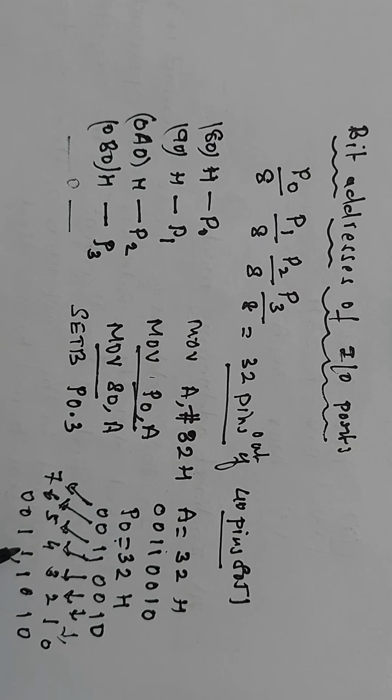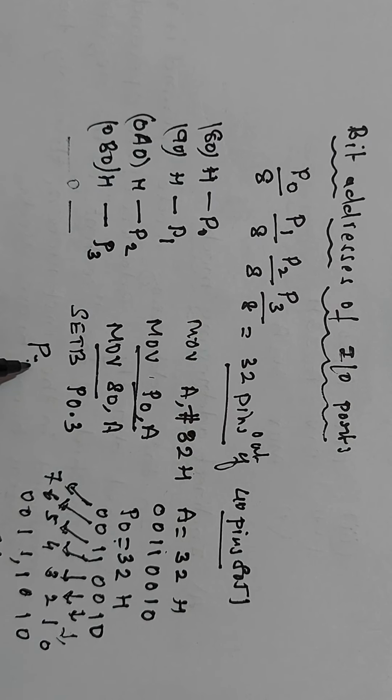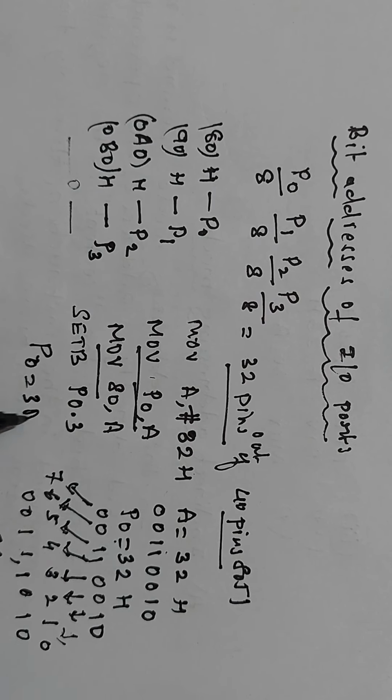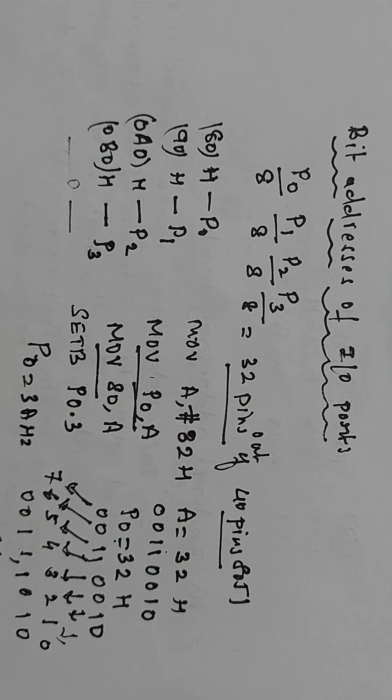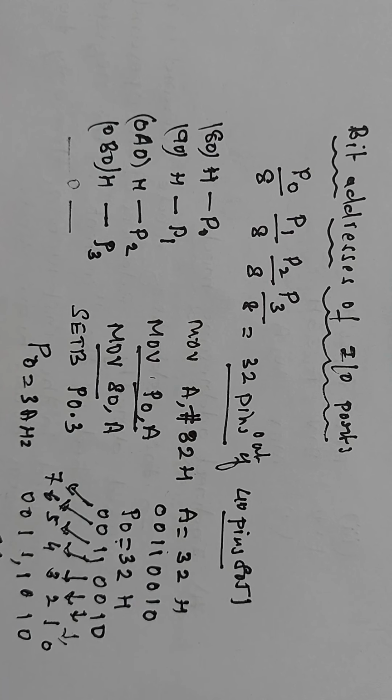What is this value? This is 3, and this is 1010, A. Now port P0 contains 3AH. That is, you can manipulate the data 32 into 3A by setting the third bit of port 0. Therefore, bit addressability is used to manipulate or change the data already contained in the port.